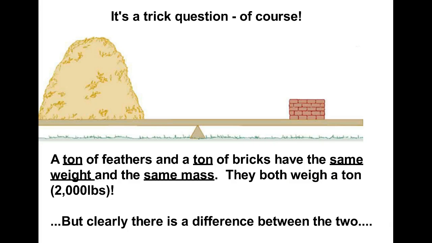Of course, it's a trick question. A ton of feathers and a ton of bricks, they have the same weight. They both weigh a ton, which is 2,000 pounds.